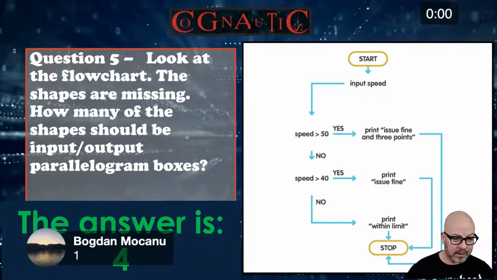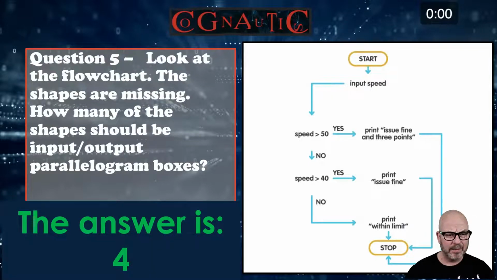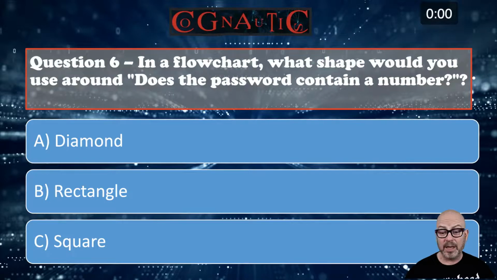Okay, so let's go on to the next one. Where are we? We are not very far away now. I think I've got one more of these, if I remember correctly. Okay, here we go. Last one. And it's 59. This is good timing. In a flowchart, what shape would you use around the question "does the password contain a number?" Which you might struggle to put inside that shape, but anyway, that's neither here nor there. So in a flowchart, which shape would you use?